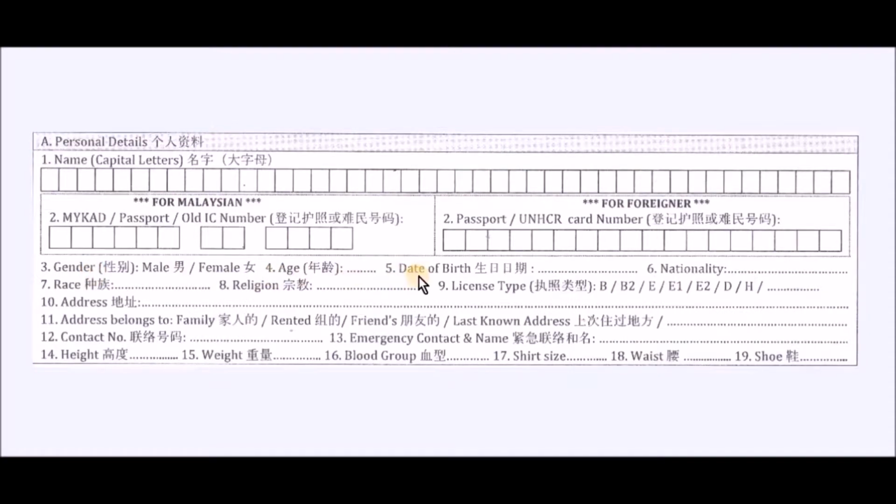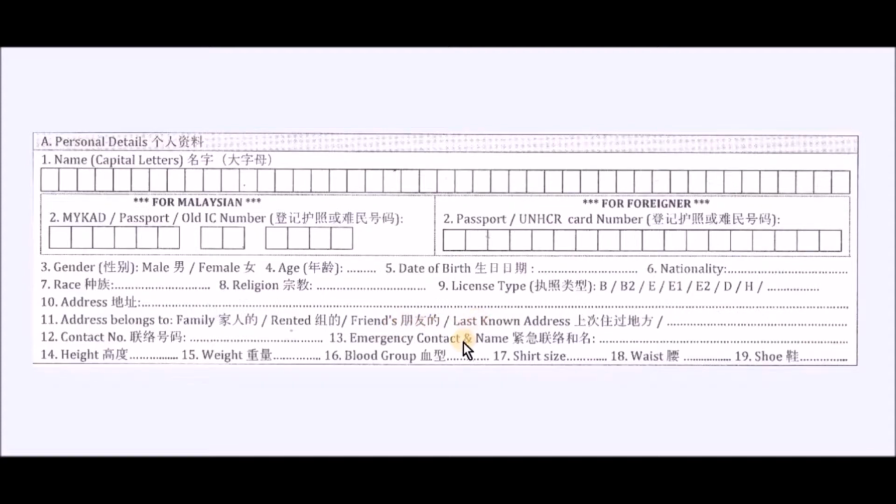The date of birth can also be found in the first 6 digits of the IC number, which is the year of birth, month of birth, and the day of birth. If the client possesses an IC, the client's nationality will always be Malaysian. After getting the address from the client, please circle the ownership of the address right here, whether it belongs to the client's family, or the client's own rented house, or a friend's house, or the last known address by the client.